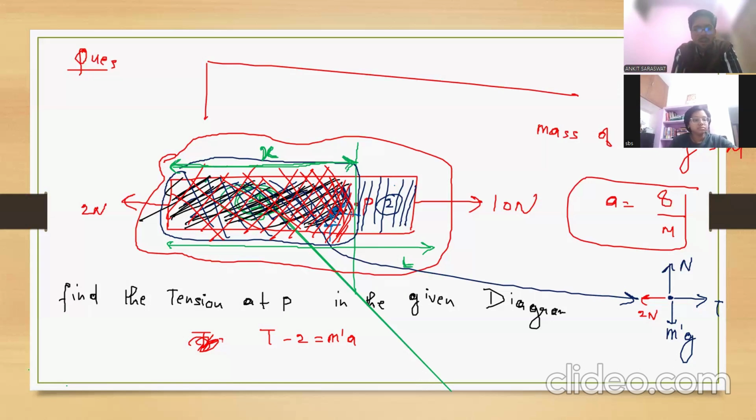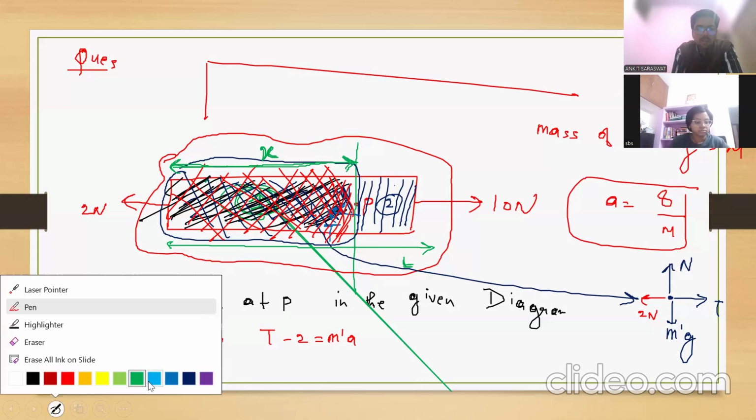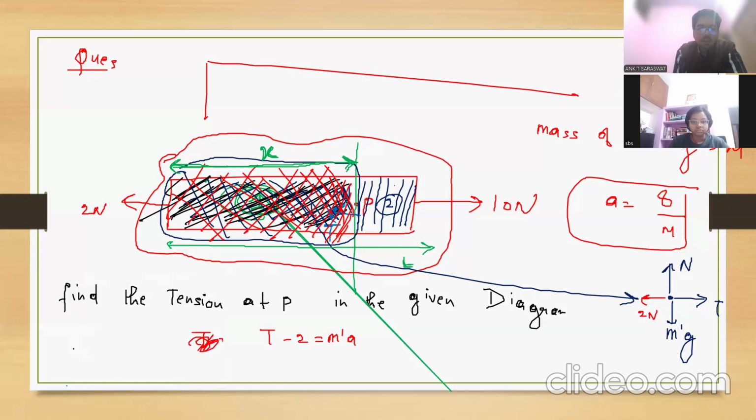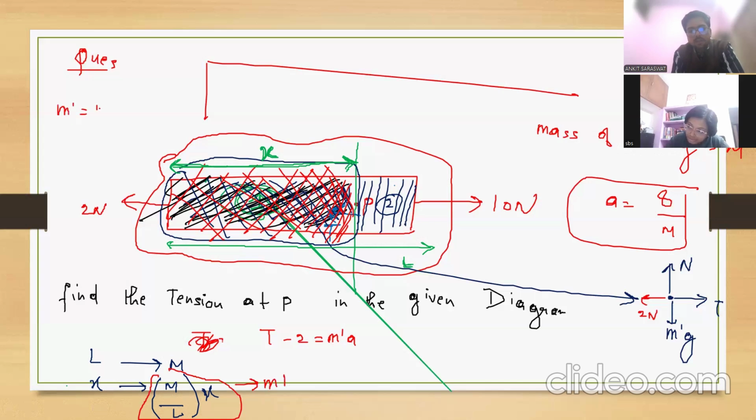Now we need to find the mass, M dash. How will you find? Total length L has mass M. For X length, mass is M by L into X. Understood? Clear? So this mass which you have found, M x by L, is M dash actually. Understood? Any doubt? No doubt, sir.